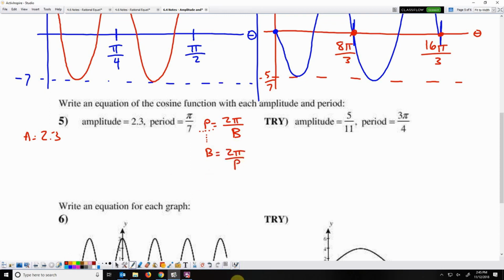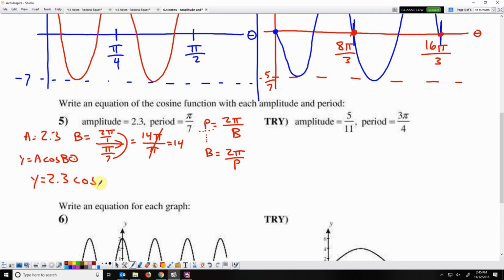To write an equation, we need to know b. So b is 2 pi, and we'll put that over 1, over the period, pi over 7. So we get 14 pi over pi, which is 14. So it's going to be in the form y equals a cosine b theta. So y equals 2.3 cosine 14 theta.